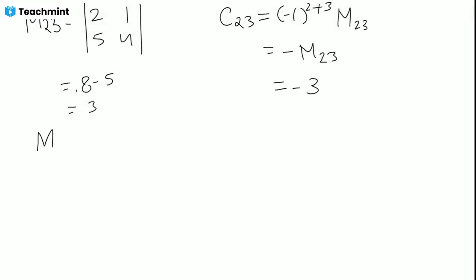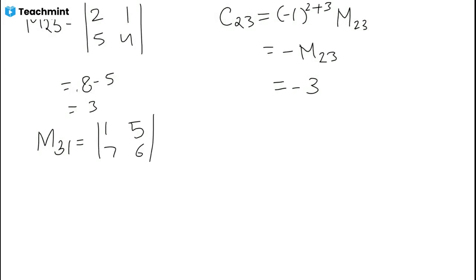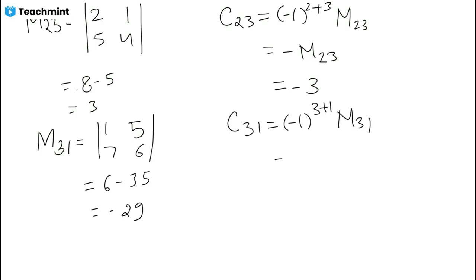Next, M31. Leave the elements of third row and first column. We have 1, 5, 7, 6. And we have 6 minus 35. So we have minus 29. And let us find C31. That is minus 1 to the power 3 plus 1 into M31. So this will be equal to M31, because the power is even. And here this is minus 29. So C31 is equal to minus 29.